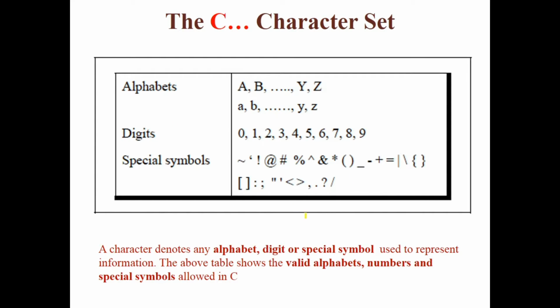Means you can write these things in your C program. It will not bother you if you're not using this. So a character denotes any alphabet, digit or special symbol used to represent information. The above table shows the valid alphabets, numbers and special symbols which are allowed in C. Means by using this you can make a program.